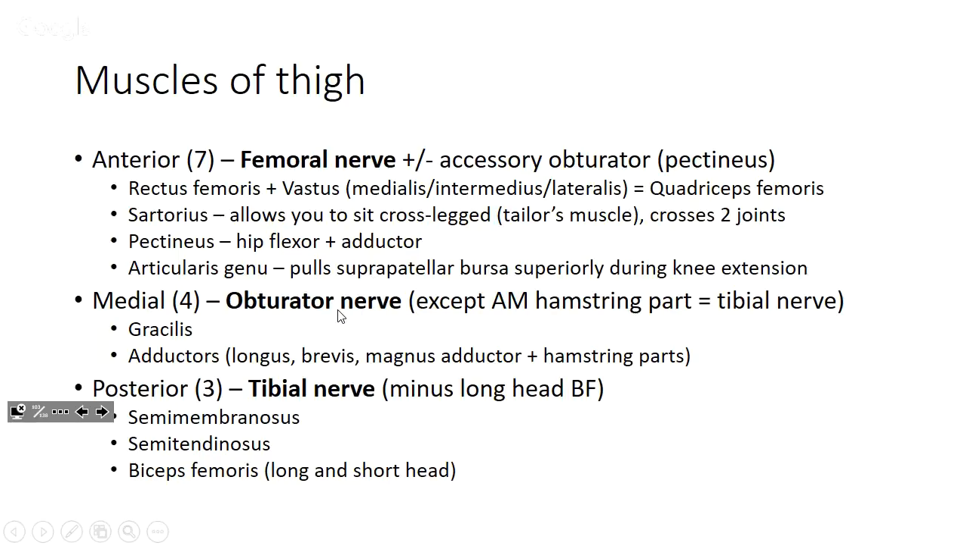Obturator nerve, if you remember, it goes through the obturator foramen, so that's pretty medial, so it supplies the adductor muscles, except the hamstring part of the adductor magnus.